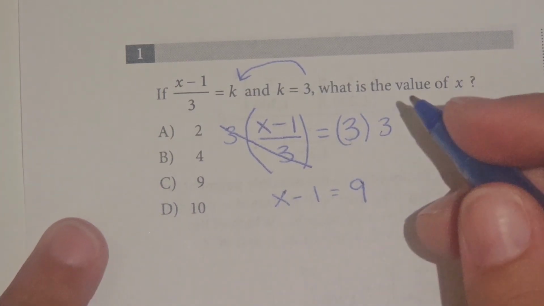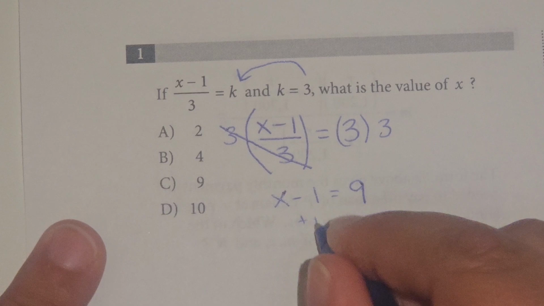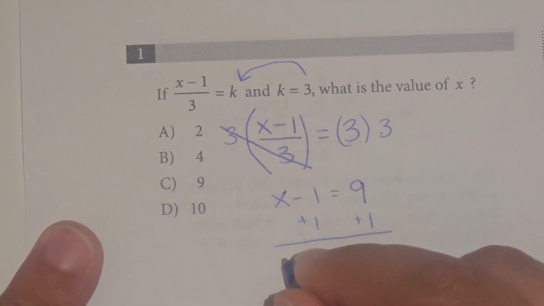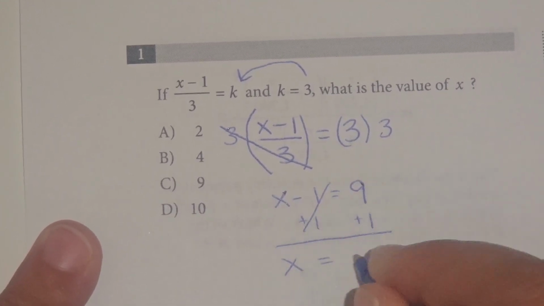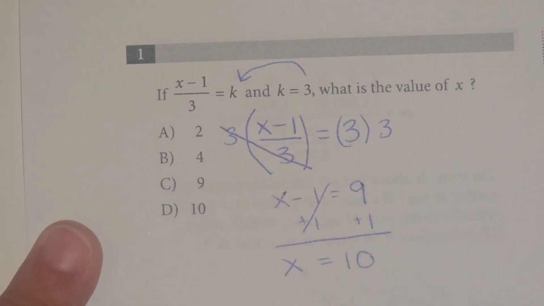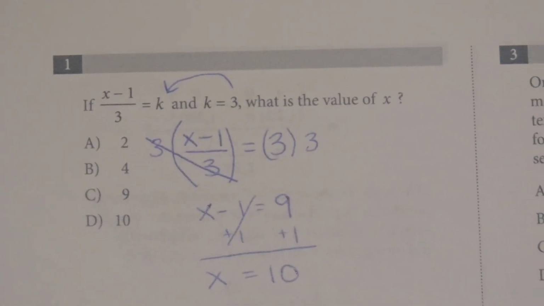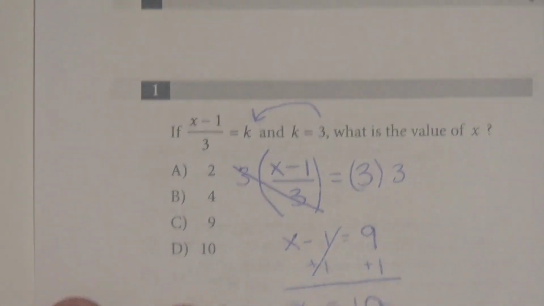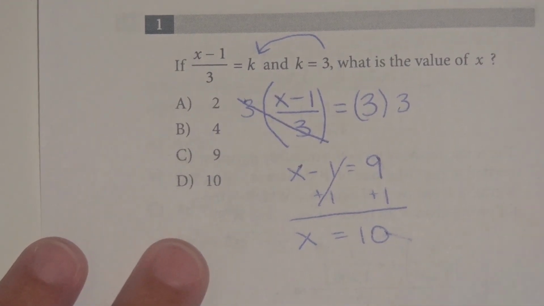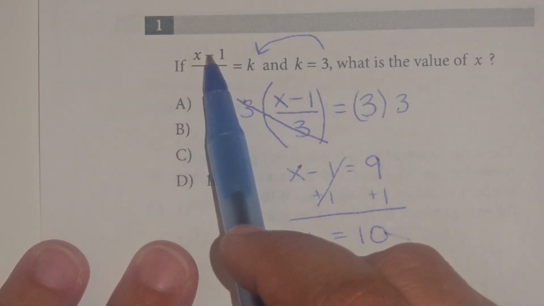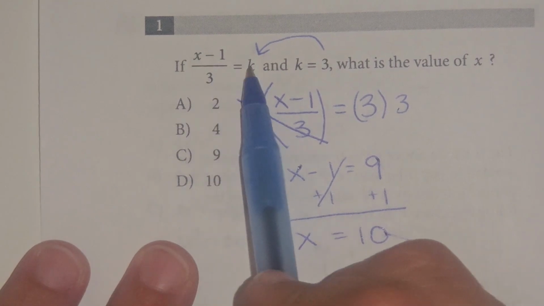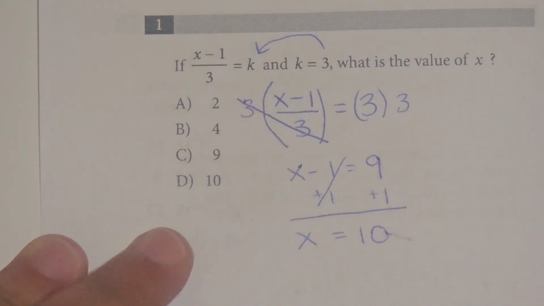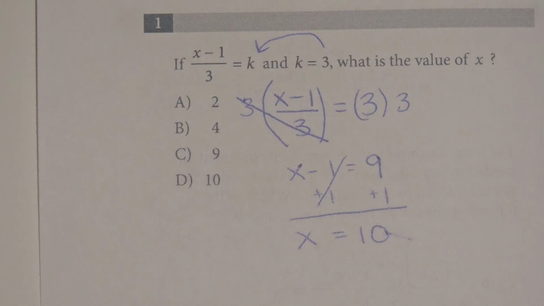Now it's just a simple equation. We're going to add 1 to both sides. So x equals 10. Now, if you have extra time, you can go back and plug this in and verify that it works. So 10 minus 1 would be 9, divided by 3 is 3, right? But again, only do that if you do have extra time.